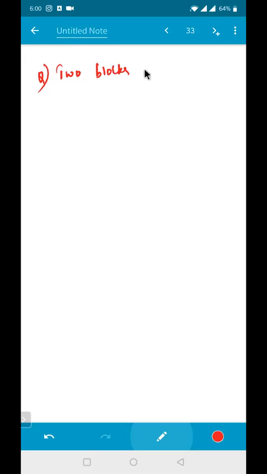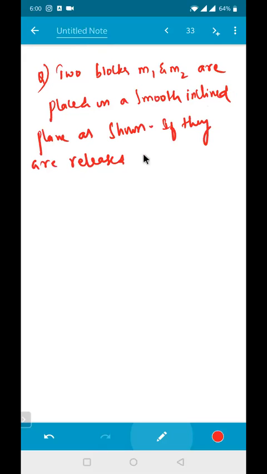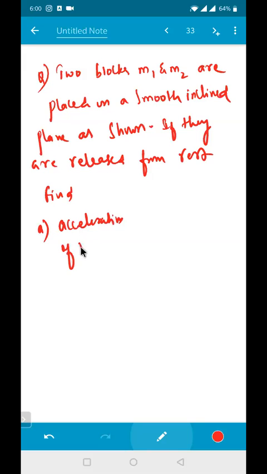Two blocks, M1 and M2, are placed on a smooth inclined plane as shown. Everyone try it. If they are released from rest, find number one, the acceleration of M1 and M2. This is the given diagram right now.